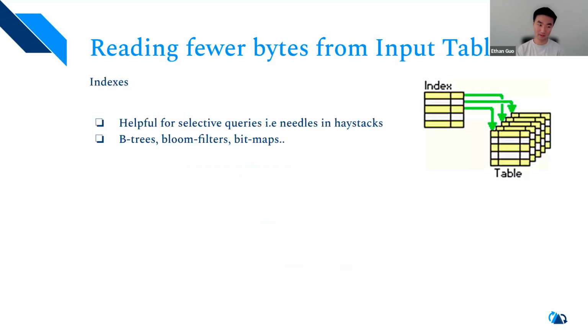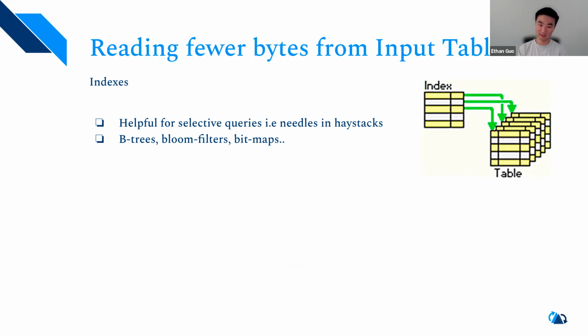To dive deeper, there are already general techniques in databases to reduce the number of bytes for reading. One of them is using an index. An index is like pointers towards the specific data one wants to look for. For example, this is like a book index. If I want to look for a specific keyword, I can look at the index at the end of the book, find the page number, and then go directly to that page to find the information I want.